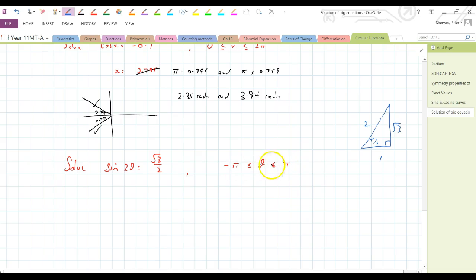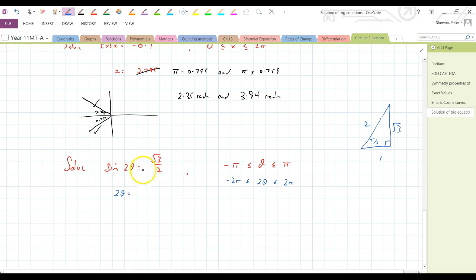But also look at the domain I'm asked to solve between minus pi and pi. So first thing to note is that that's my domain for theta, but I'm solving for 2 theta. So the first thing I'm going to do is look at the domain for 2 theta. What that means is I'm doubling each of my extremities there. So I'm looking for 2 theta values between minus 2 pi and 2 pi. Excellent, righto. Now we can solve this.